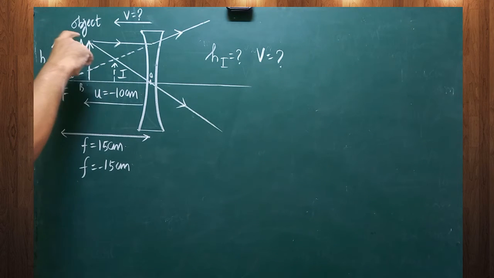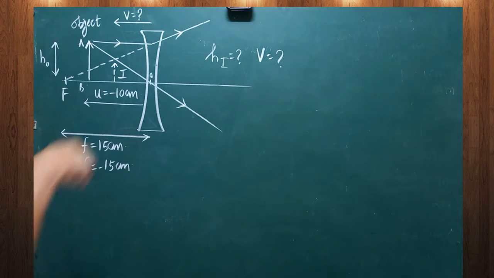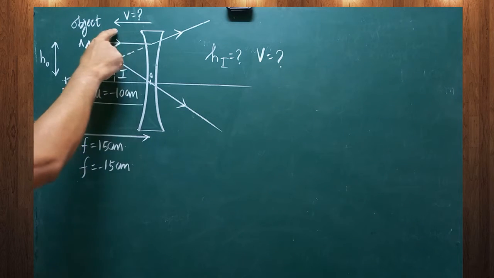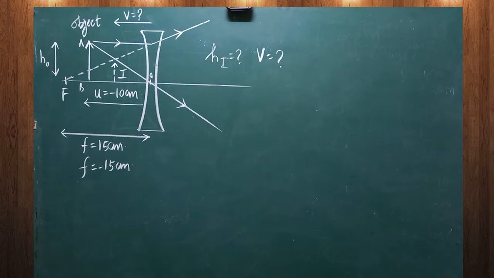Here the height of the object is given. You are asked to find out the height of the image. That's why I have written hi is question mark. And then the image distance v also has to be found out. Without finding v, you can't find out hi. Now, first we have to find out the value of the image distance.